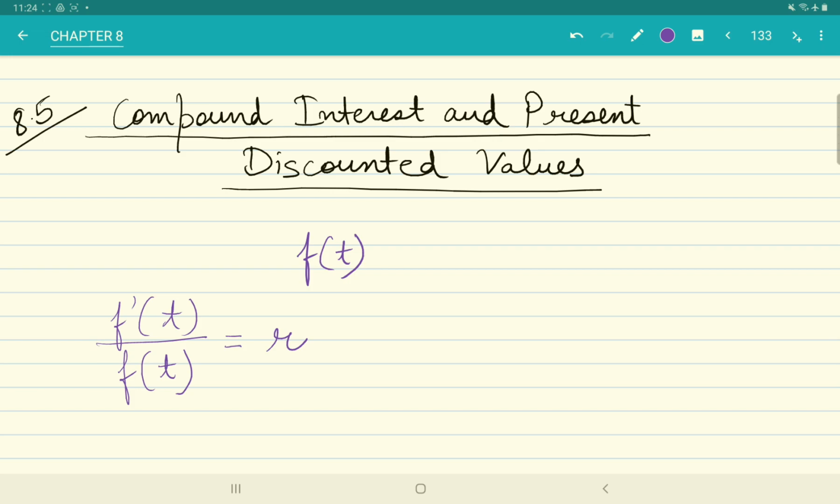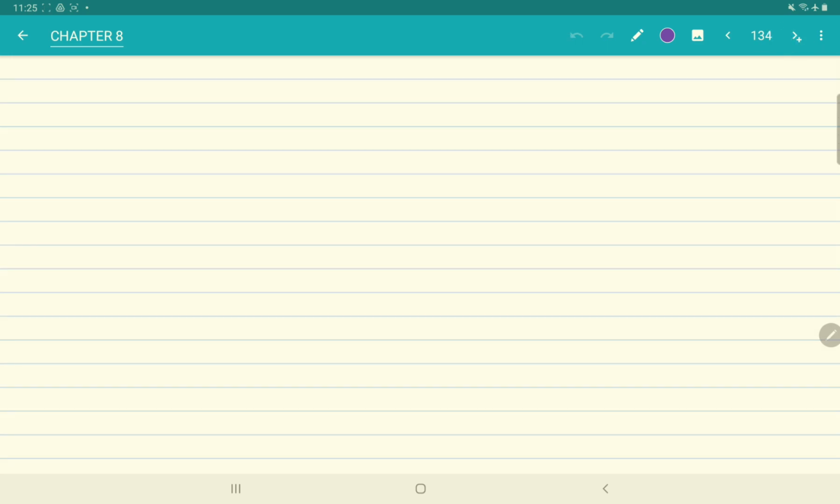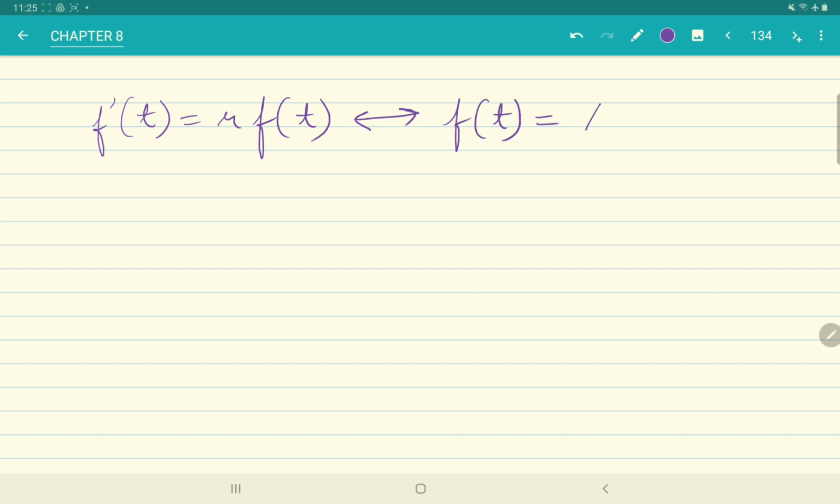The functions having a constant relative rate of increase are functions of this type, a e raised to the power rt. So we have done this point that f prime t is equal to r f t if and only if f of t is of this type, a e raised to the power rt. So this is something we have already covered.